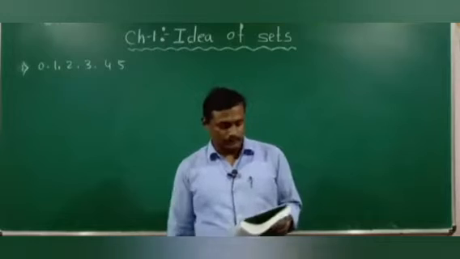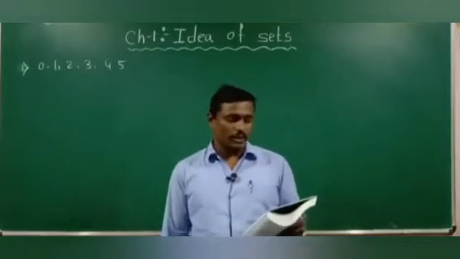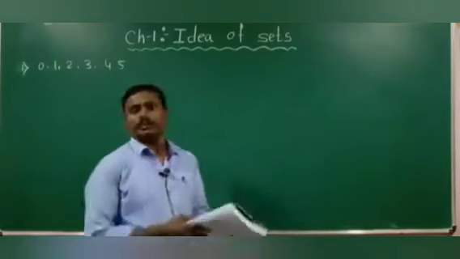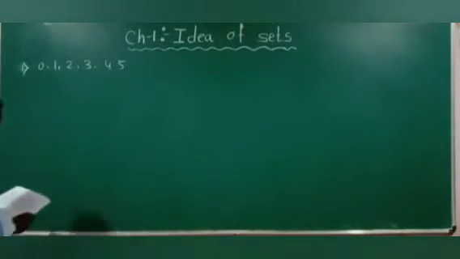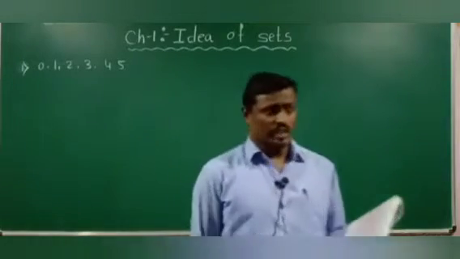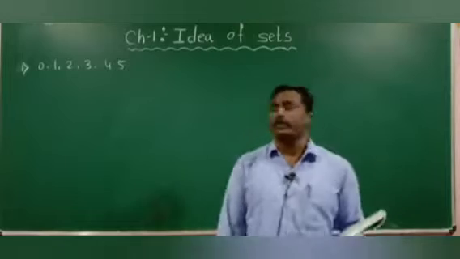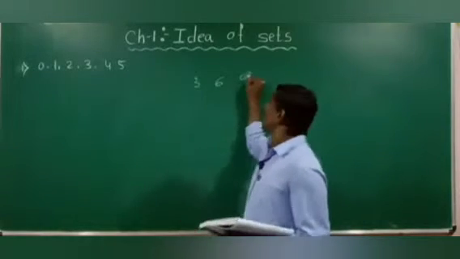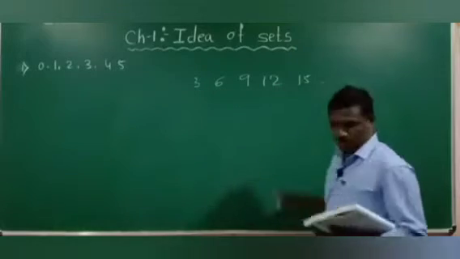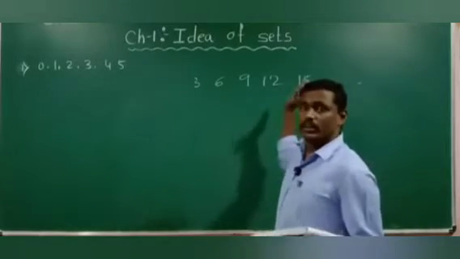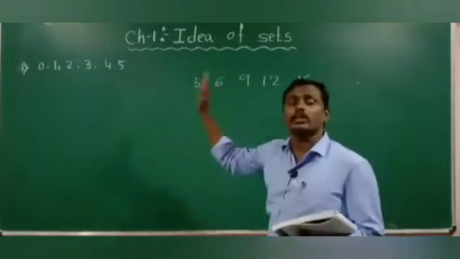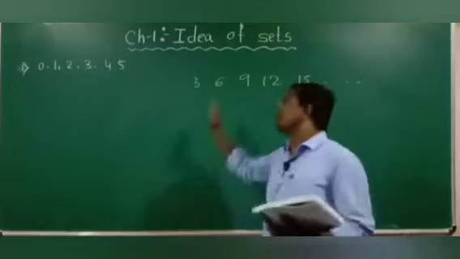Next, the fourth one: the collection of the integers that are divisible by 3. This means we can easily write the numbers which are divisible by 3: 3, 6, 9, 12, 15, right? We have infinitely many numbers divisible by 3. These are the multiples of 3, and all of them are easily divisible by 3.